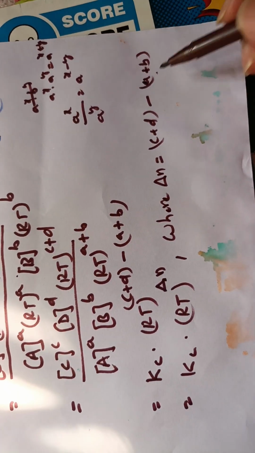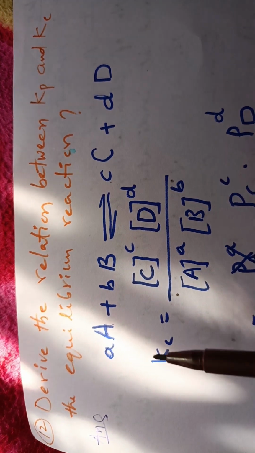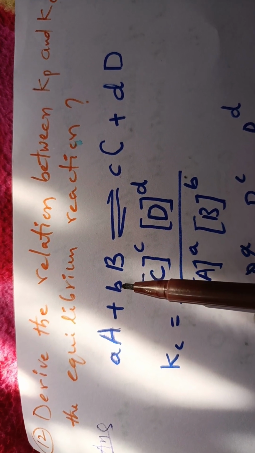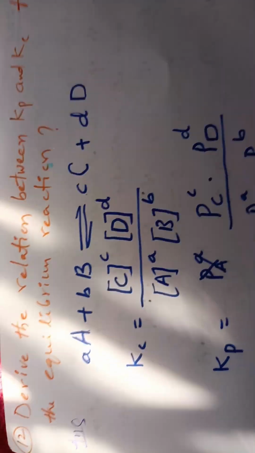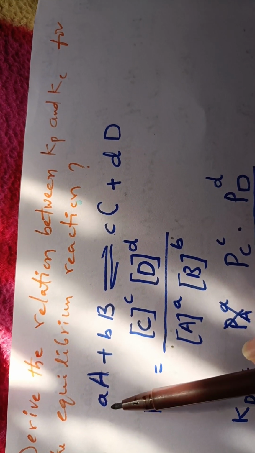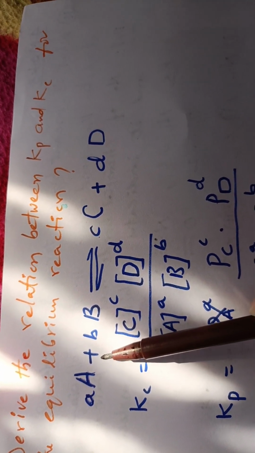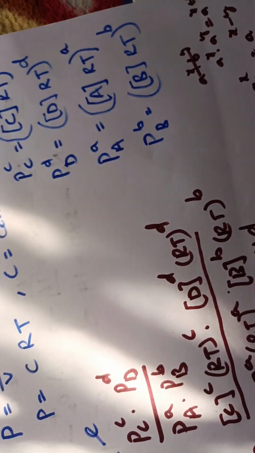What is this, C plus D, A plus B? These are the moles. If you take this equation, a moles of capital A, b moles of capital B, c moles of capital C, d moles of D. All these are the moles. So C and D are the product moles, A and B are the reactant moles, number of moles. These are the product moles, these are the reactant moles. That's what we have to write here.